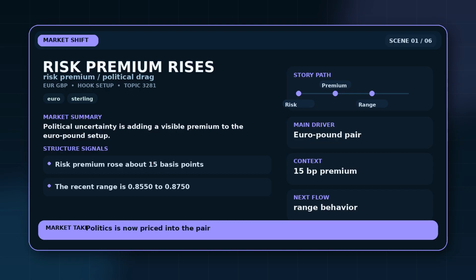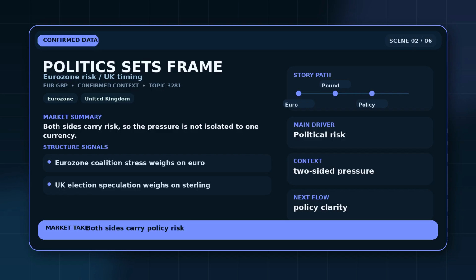The useful part is the test in front of the story, not a broad market slogan. Range behavior between 0.85 and 0.88 will show whether the premium is expanding. That gives the opening a measurable checkpoint and keeps the story tied to named levels, named participants, named rules, or named product steps. The confirmed baseline is the risk pricing shift.